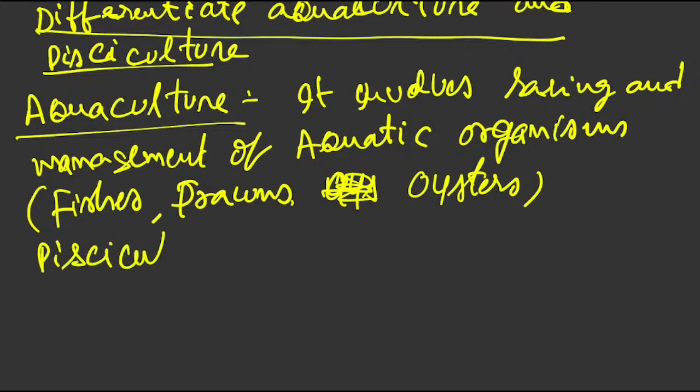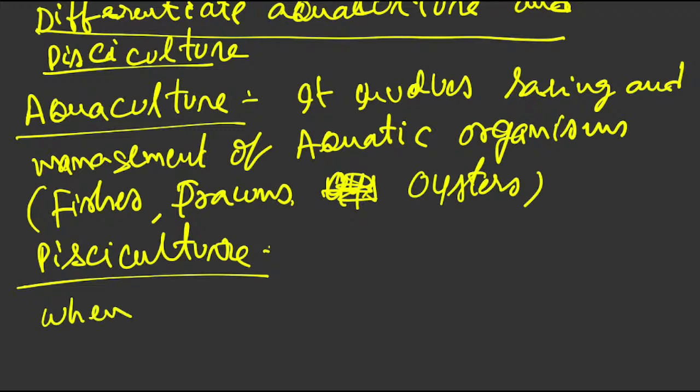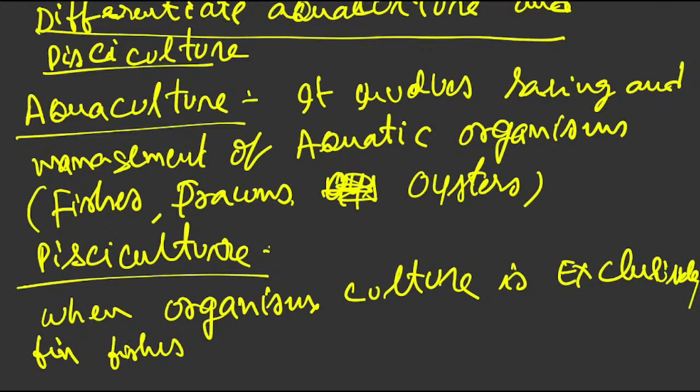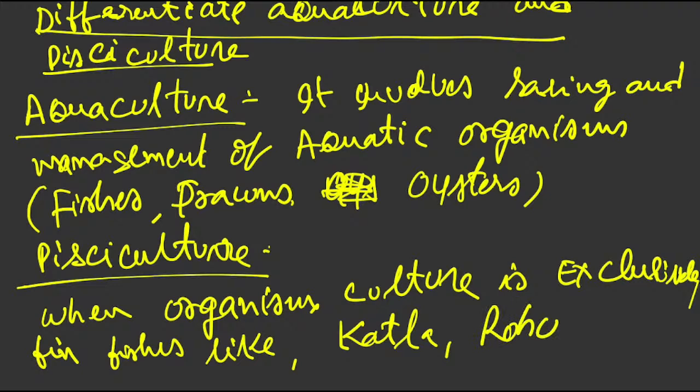Pisciculture. Pisciculture is used when the organisms cultured are exclusively fin fishes like Katla and Rohu. Okay. That is another question.